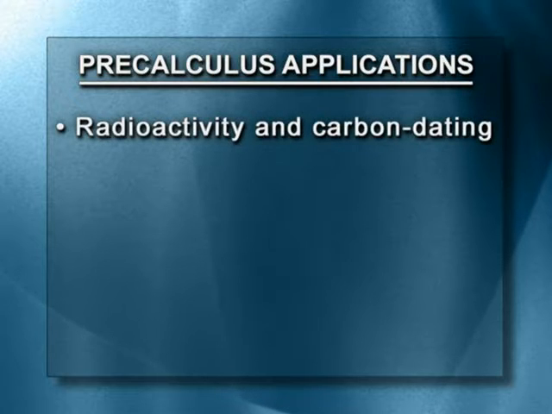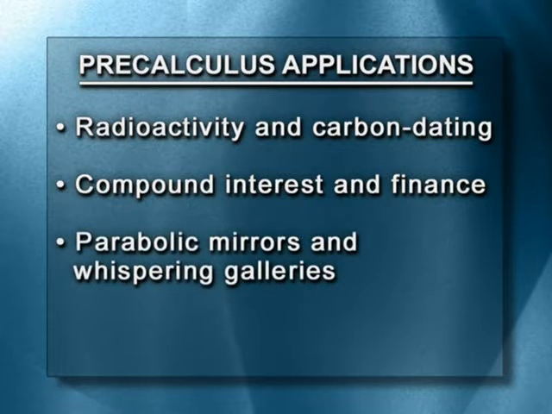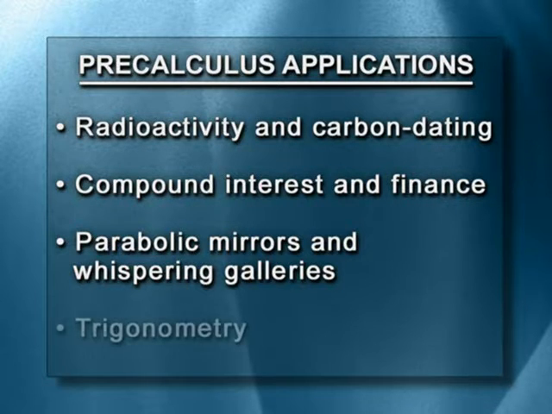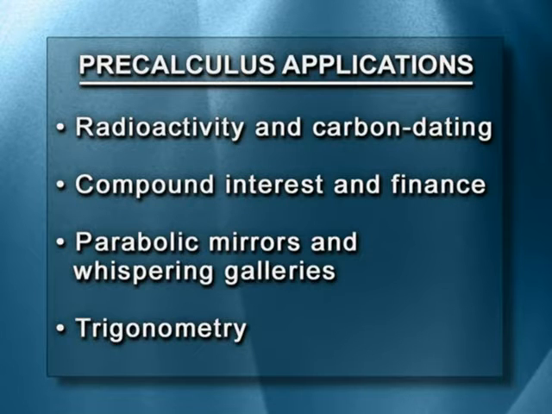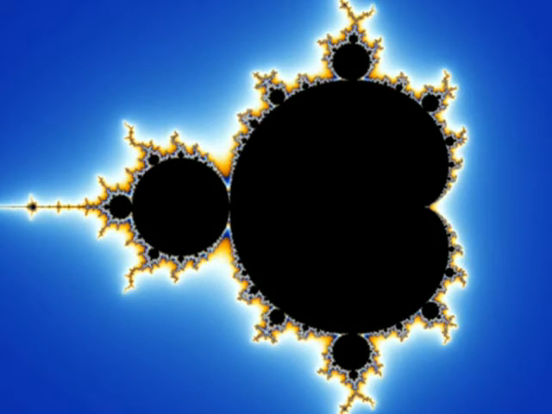And another reason that it's a really great course, I think, is it has some neat problems and some beautiful applications. Let me talk about some of those applications that we'll see in upcoming lectures. We'll talk about radioactivity and carbon dating. In finance, compound interest. We'll see parabolic mirrors, reflecting mirrors, and we'll talk about something called whispering galleries. When we get into trigonometry, which is a big chunk of this course, we'll talk about how you would calculate the height of a tree, and we'll learn about harmonic motion. Early on in the course, when we study complex numbers, we'll see the beautiful fractals and the famous Mandelbrot set.